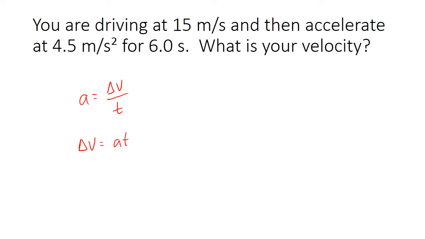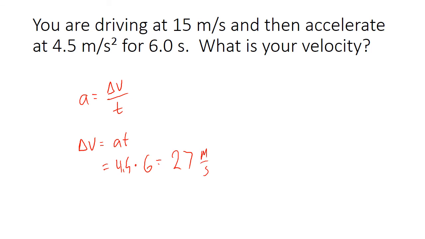I know what the acceleration is. The acceleration is equal to 0.45 times 6. So that means 0.45 times 6 is 2.7. And that's going to be meters per second. So that's my delta V.